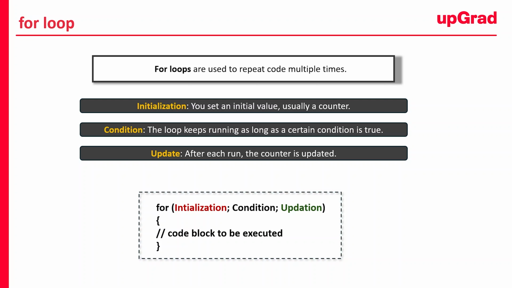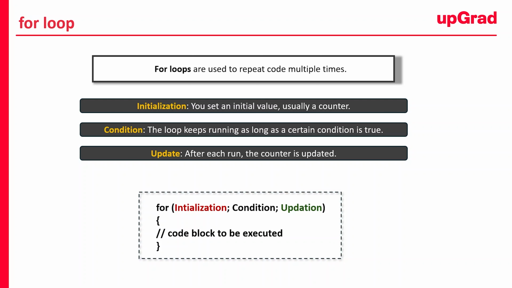Alright, so as we can see on the screen, there's a for loop syntax. First there is initialization, condition, and then updation. And inside the for loop there's a block which is to be executed based on the condition. Alright, so to understand the for loop better, let's do a simple example.